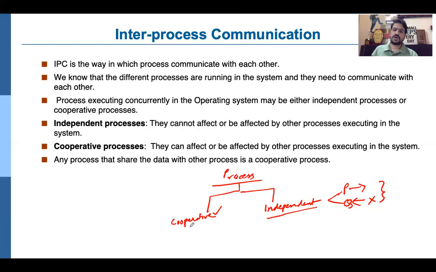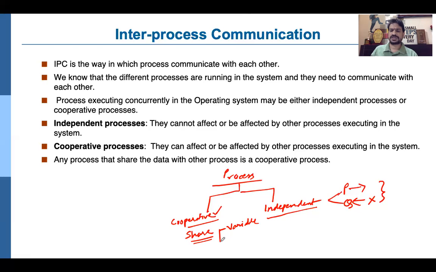Now, what do you mean by cooperative process? They can affect or be affected by other processes executing in the system. So if one process is affecting, or another process is affected by another process, that category of processes is called cooperative process. The cooperative processes generally share something common. What are the things that they can share? Maybe they can share some sort of variable.